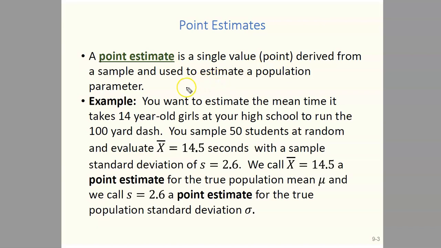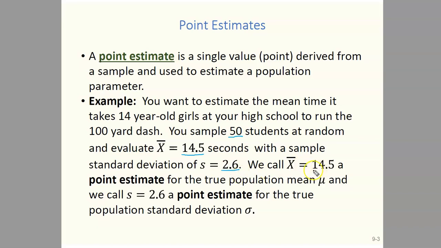estimate a population parameter. For example, suppose you want to estimate the mean time it takes 14-year-old girls at your high school to run the 100-yard dash. So you take a sampling of 50 students at random, and you find that the mean time to run the 100-yard dash for your sample of 50 is 14.5. And also assume that the sample standard deviation is 2.6.